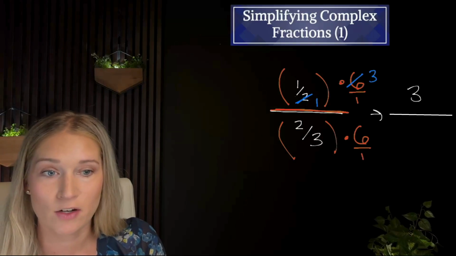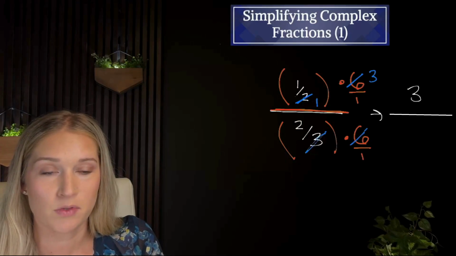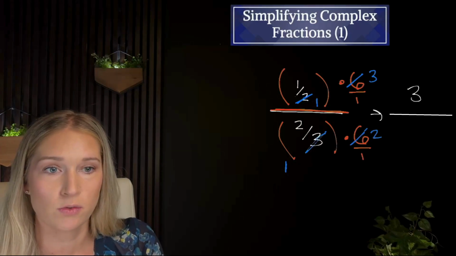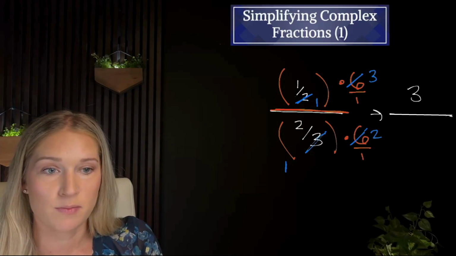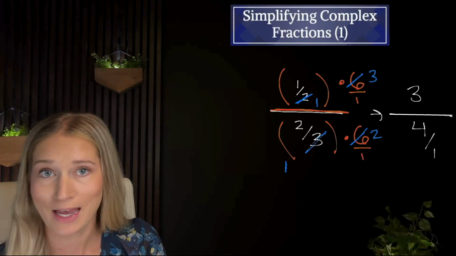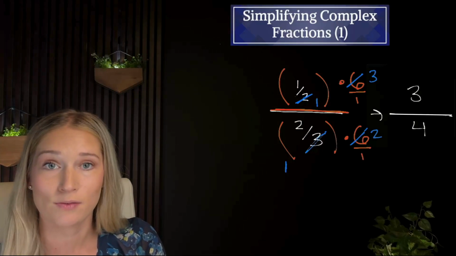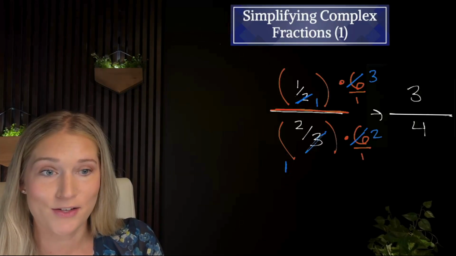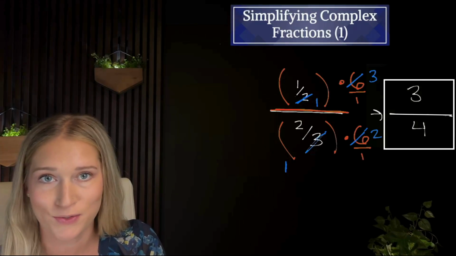In the denominator, I can also reduce. I have a 3 and a 6 that will reduce down to 1 and 2, and then I just multiply straight across. I have 2 times 2, which is 4, over 1 times 1, which is 1, and again, I don't need to write that over 1 because it's implied if I just write 4. So we still got to our same answer of 3/4. So lots of different ways you can go about this.